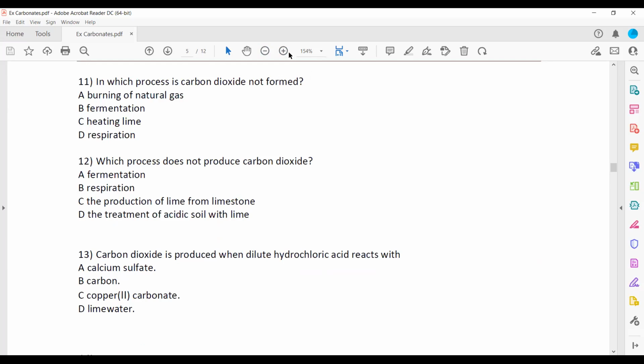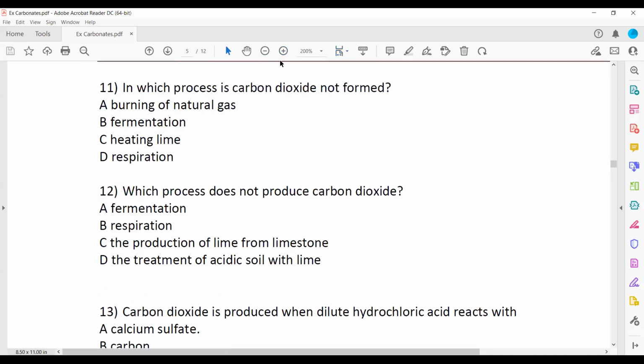In which process is carbon dioxide not formed? Burning of a natural gas like hydrocarbon will form it. Fermentation is when glucose, basically sugar solution, converts into alcohol and carbon dioxide. You will learn this in organic chemistry, the next chapter. Heating a lime is different from limestone. Limestone is calcium carbonate. When you heat it, it produces calcium oxide and carbon dioxide. But heating a lime means calcium oxide. Calcium oxide does not decompose. So that's why C does not produce carbon dioxide. And respiration also, we produce carbon dioxide when we respire.